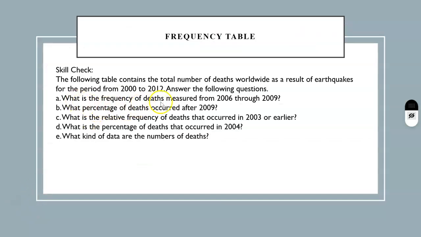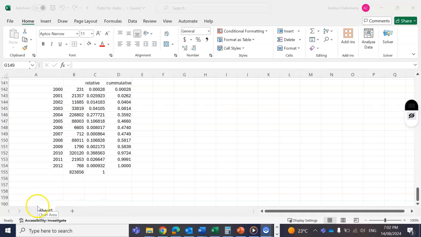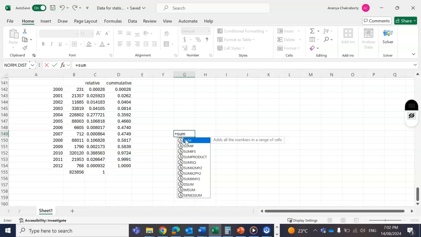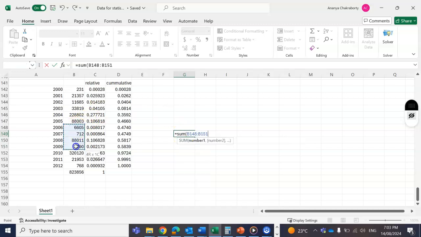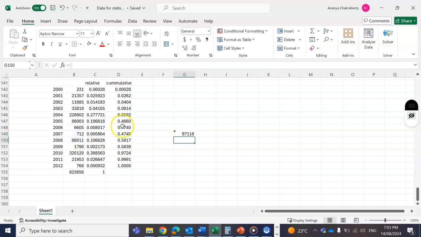So what is the frequency of deaths measured from 2006 through 2009? So for that, we can calculate here equal to sum, and from 2006 to 2009, we will add the number of deaths and we can close the bracket. So this is the number of deaths from 2006 to 2009.